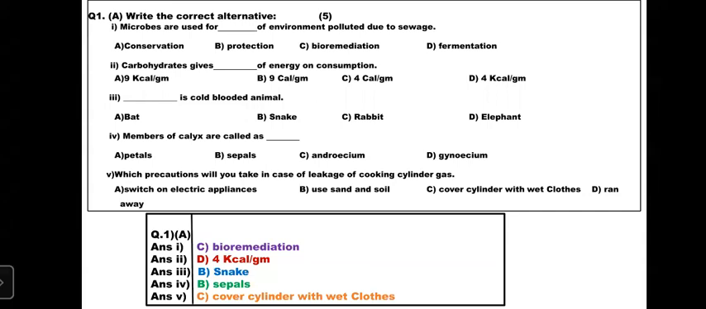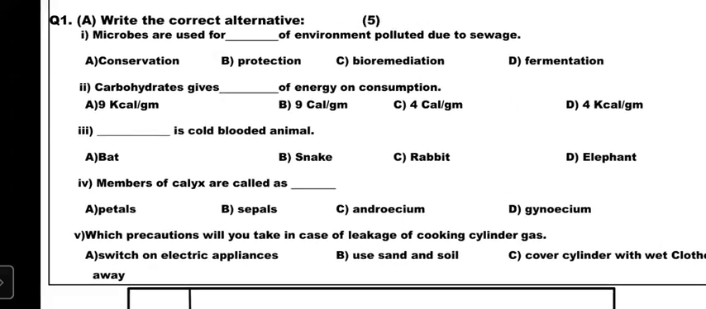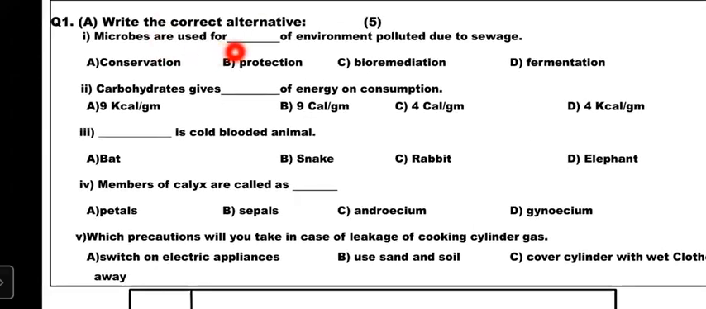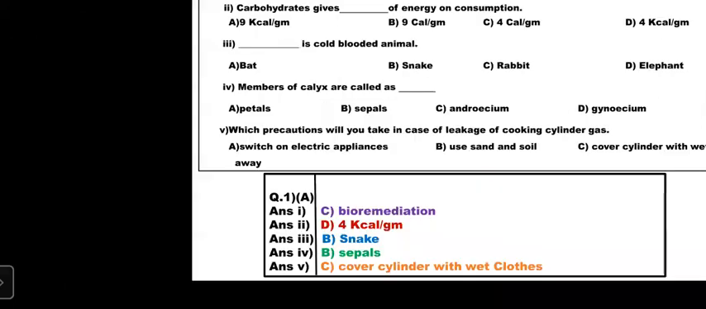See the first question. Microbes are used for dash of environment polluted due to sewage. The 4 alternatives are A, conservation, B, protection, C, bioremediation, D, fermentation. These are the 4 alternatives. You have to choose the correct one. So microbes are used for bioremediation. So the correct answer is bioremediation.